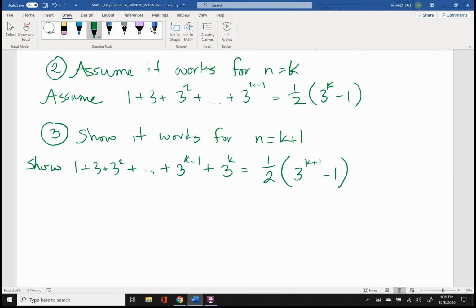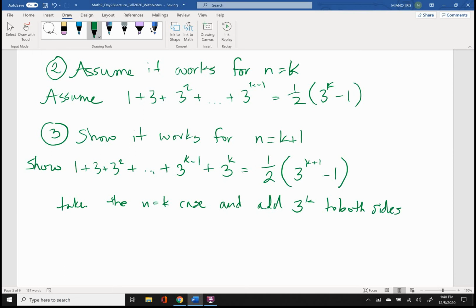Okay, so the process goes like this. This is still just putting specifically what you're trying to show, okay? You're trying to show n equals k plus 1 works, which means you're trying to show that these two are equal. All right, so the process is still the same as the other example. We're going to take the n equals k case and add specifically 3 to the k to both sides and make it match up with what we see right here.